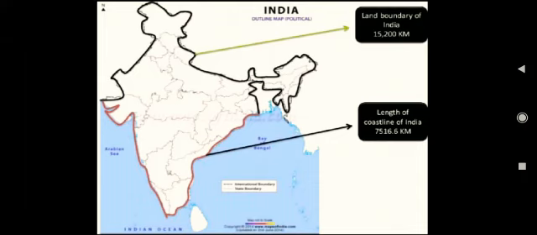Children, in this map, the black highlighted line represents the land boundary of India, and the length of the land boundary is 15,200 kilometers, whereas the red highlighted line represents the length of the coastline of India, that is 7516.6 kilometers. So children, the length of the land boundary of India is 15,200 kilometers and the length of the coastline of India, including the islands, is 7516.6 kilometers.